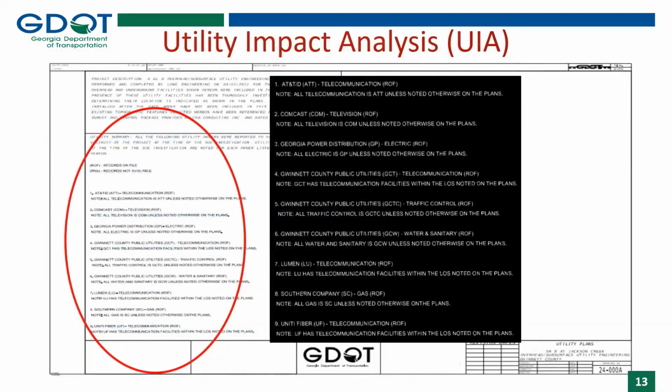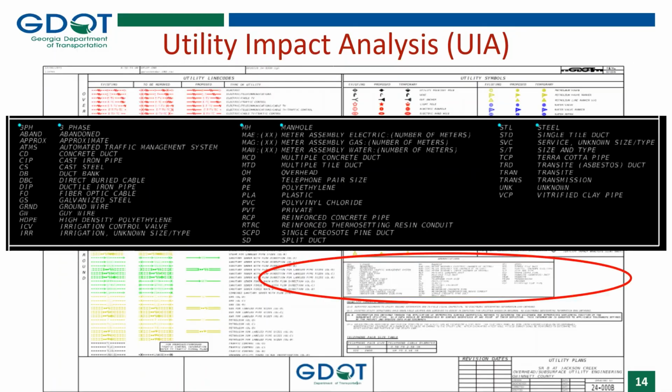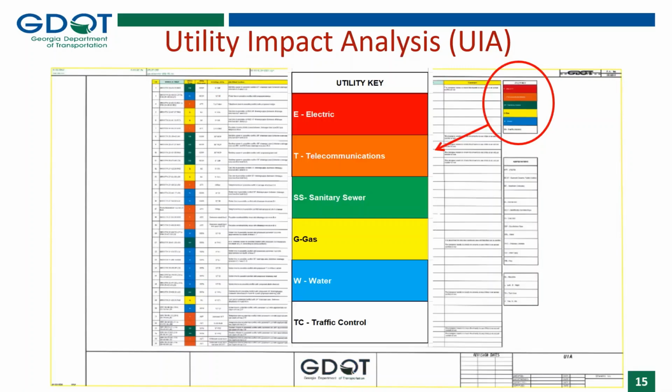Regarding the utility owner abbreviations, these abbreviations must match the utility owner abbreviations that were used in the QLB deliverable. This is so that there is consistency between both deliverables. The same is true for utility feature abbreviations. The UIA spreadsheet abbreviations must match those used here. Here is the utility key with the utilities matching their respective colors.